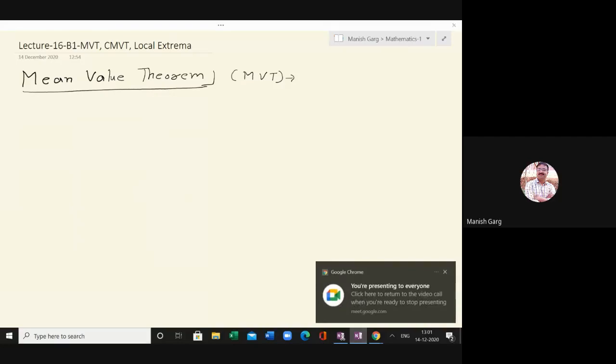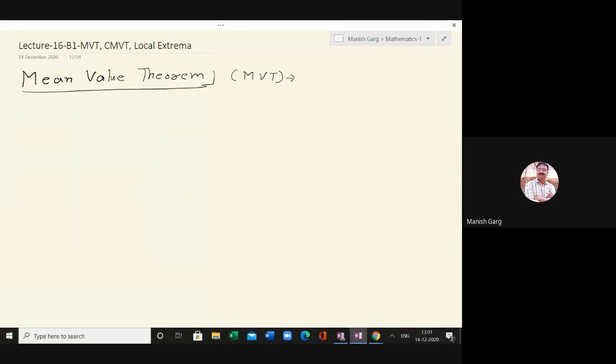What is the statement? Let f be a function, f be continuous on closed interval AB and differentiable on open interval AB. Clear?